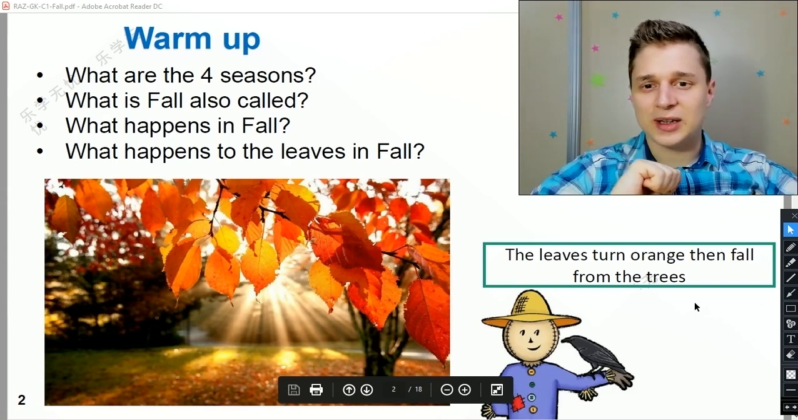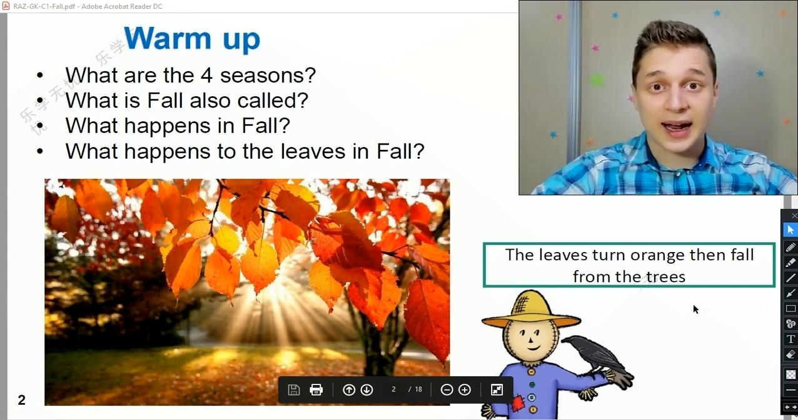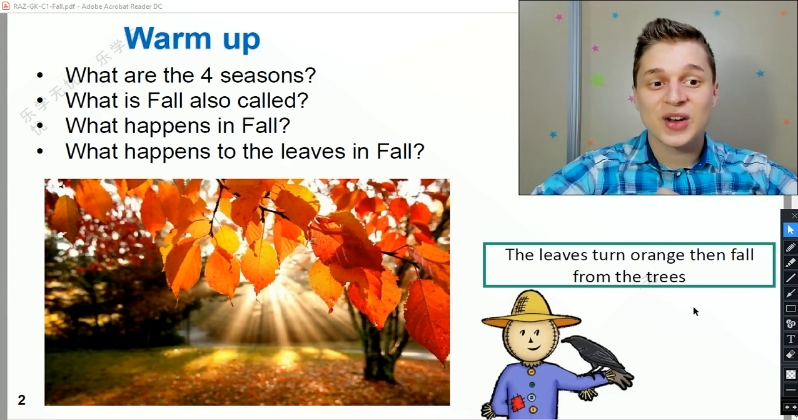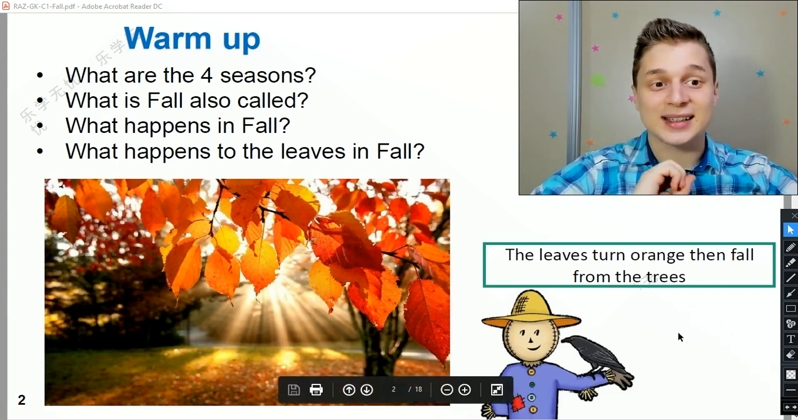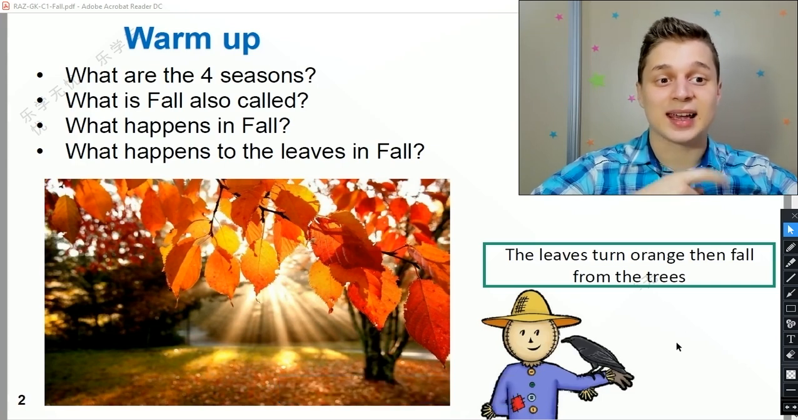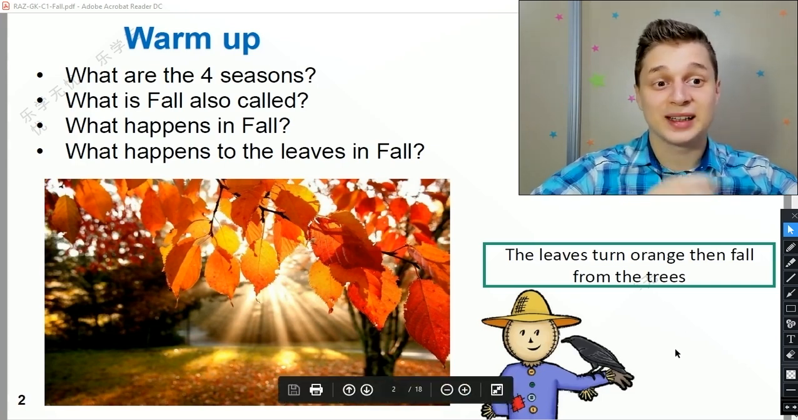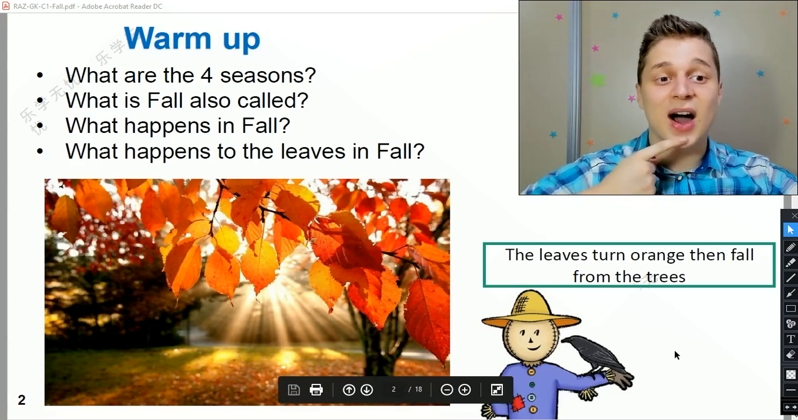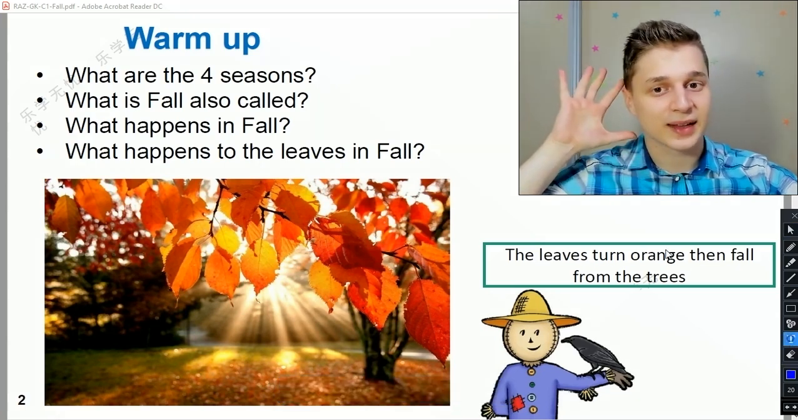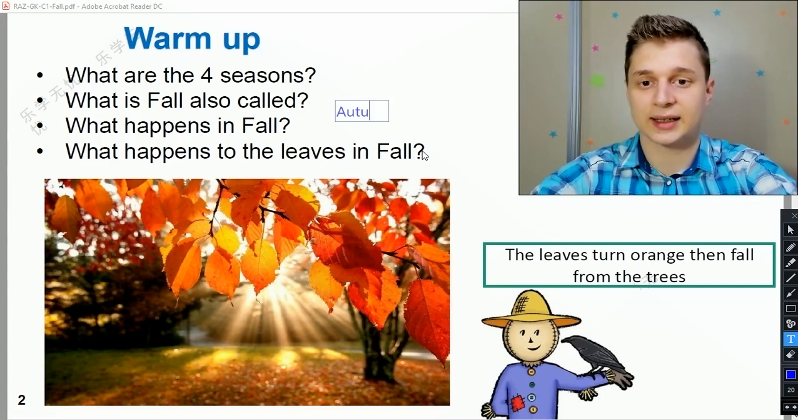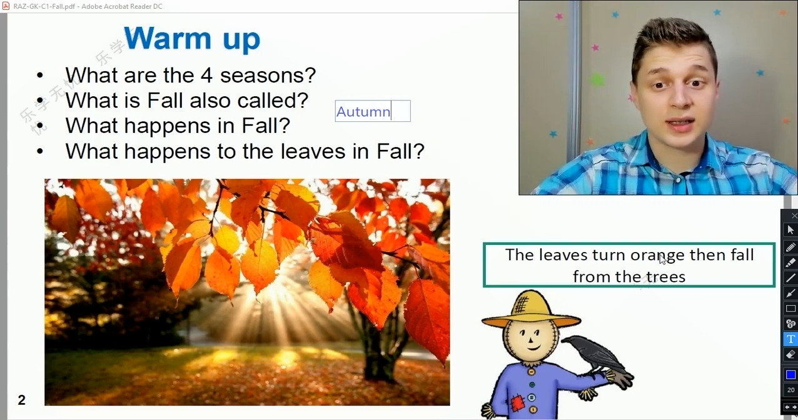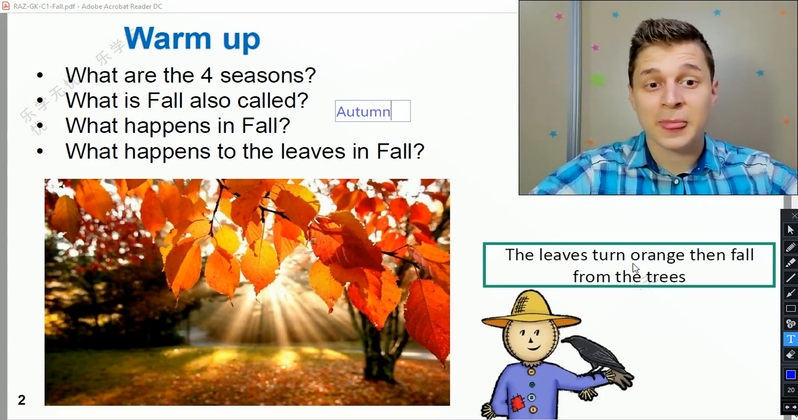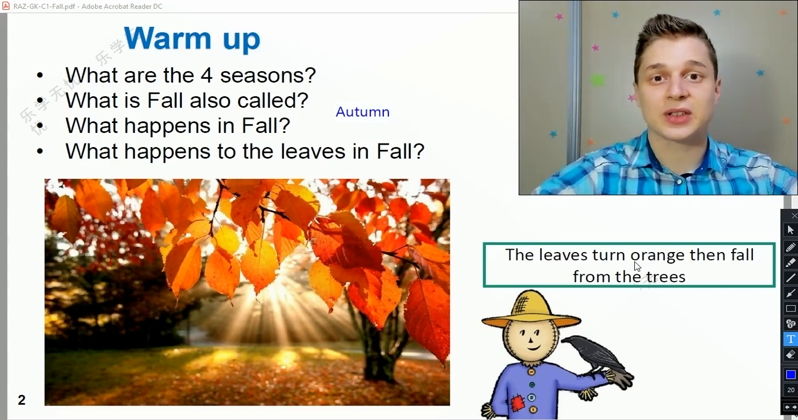Do you maybe know another name for fall? Fall is the only season with 2 names in English. The second name is autumn. Let's try saying it together. Autumn. And this is how you write it. Autumn. In autumn, the tree lets all of its leaves go.